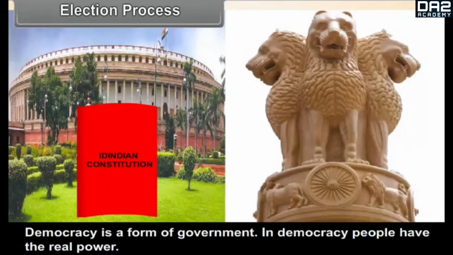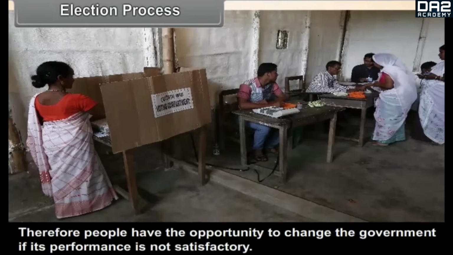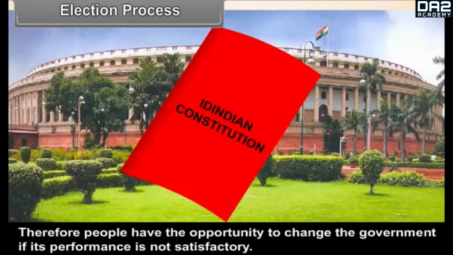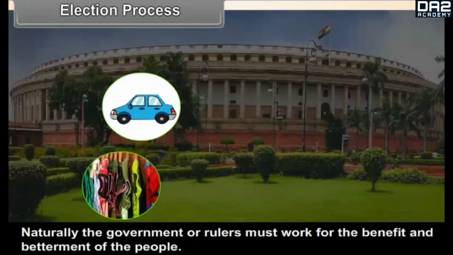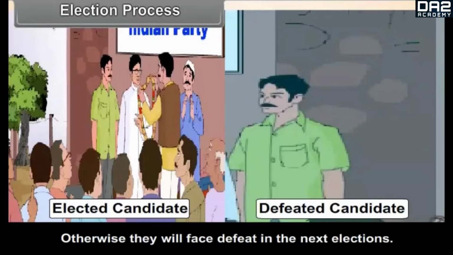Democracy is a form of government. In democracy, people have the real power. People elect their rulers. Elections are conducted at regular intervals. Therefore, people have the opportunity to change the government if its performance is not satisfactory. Naturally, the government or rulers must work for the benefit and betterment of the people. Otherwise, they will face defeat in the next elections.